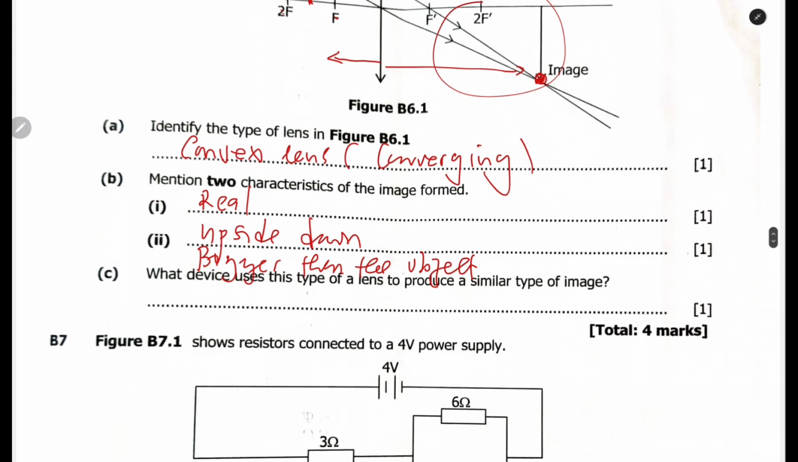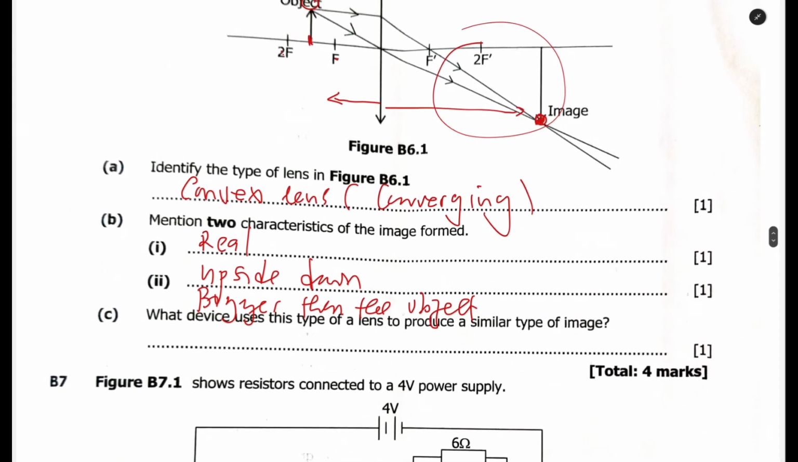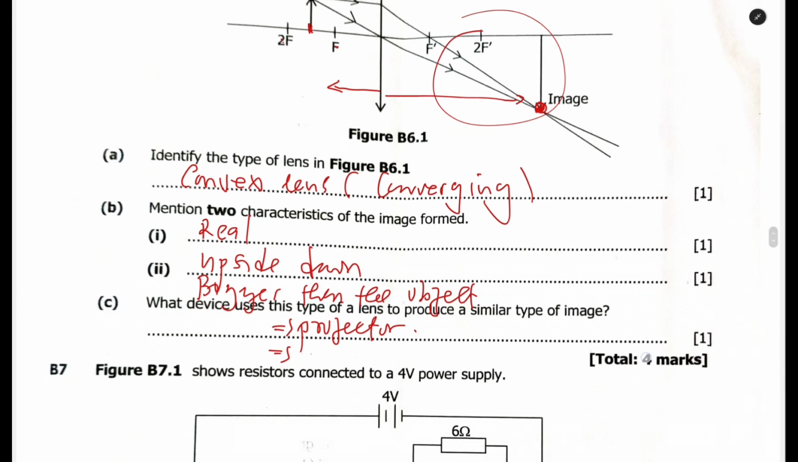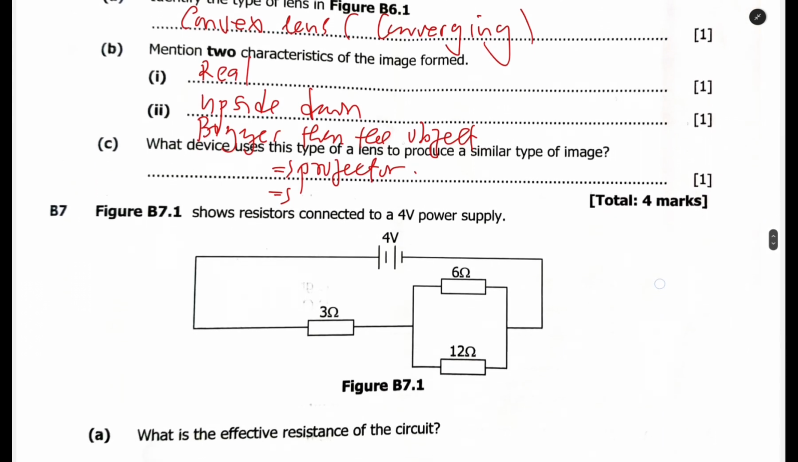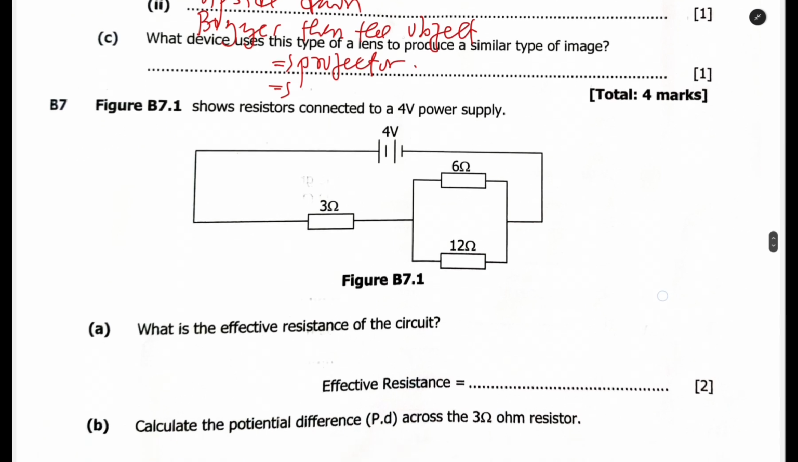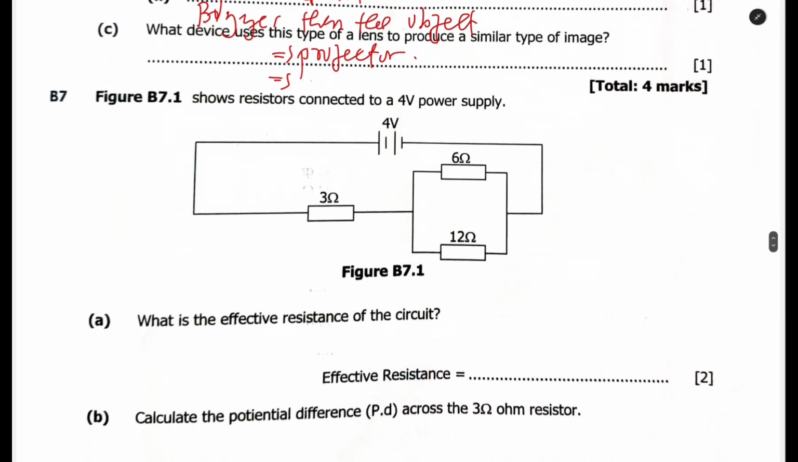Then they are asking the other question: what device uses this type of lens to produce a similar type of image? So I can put the projector as one of the devices that use this type of lens. You can also add some more devices that we can look at here. Now as we end, let me give you the question that you are going to answer. The question is on electricity. It's a simple question, so please answer it and comment your answers.